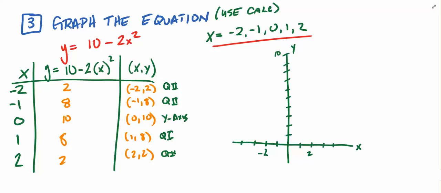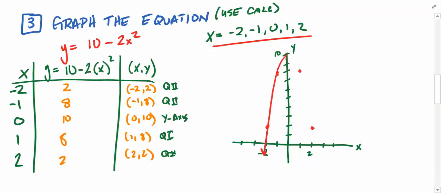Okay, now that we have all this, we're going to plot each and every point on there really quickly. So negative 2, 2, that point would be there. Negative 1, 8, that point would be there. 0, 10, 1, 8, and 2, 2. Anybody know what this actually looks like? Looks like a parabola. Very good. So something like that. Okay?